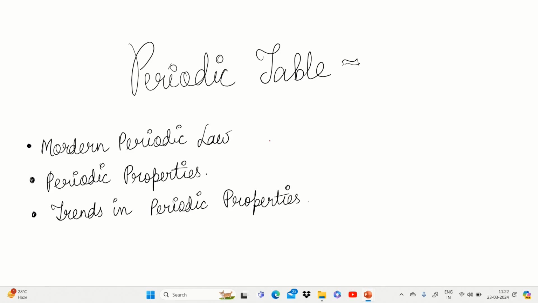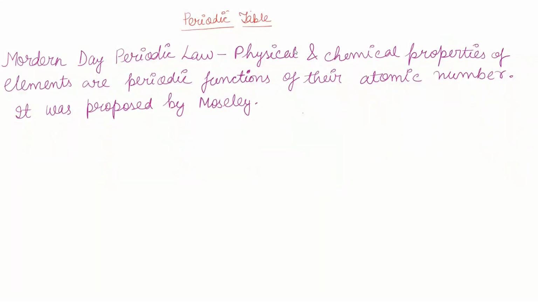Hi everyone, today I will start with the chapter periodic table, and in this chapter we will be majorly discussing the modern periodic law, periodic properties and the basic trends in periodic properties. Modern day periodic law states that physical and chemical properties of elements are periodic functions of their atomic number. And it is this law on which the periodic table is based.